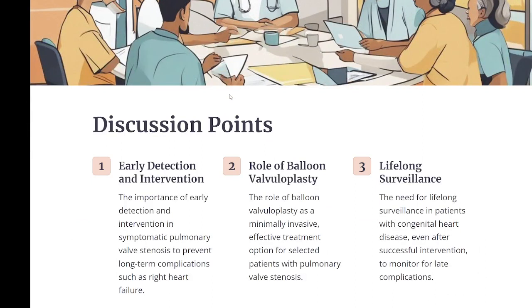Discussion points: the importance of early detection and intervention in symptomatic pulmonary valve stenosis to prevent long-term complications such as right heart failure. The role of balloon valvuloplasty as a minimally invasive, effective treatment option for selected patients with pulmonary valve stenosis. The need for lifelong surveillance in patients with congenital heart disease, even after successful intervention, to monitor for late complications.